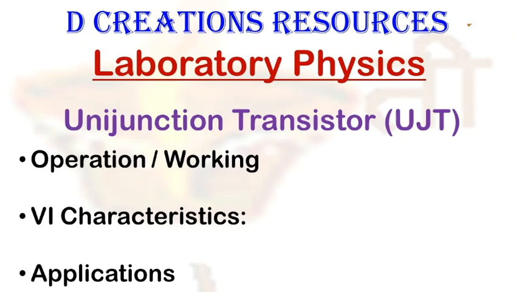Now, the UJT has different applications. It can be a trigger device for triacs. It can be a non-sinusoidal oscillator, like a relaxation oscillator. It can be used for sawtooth generation, timing circuits, etc.